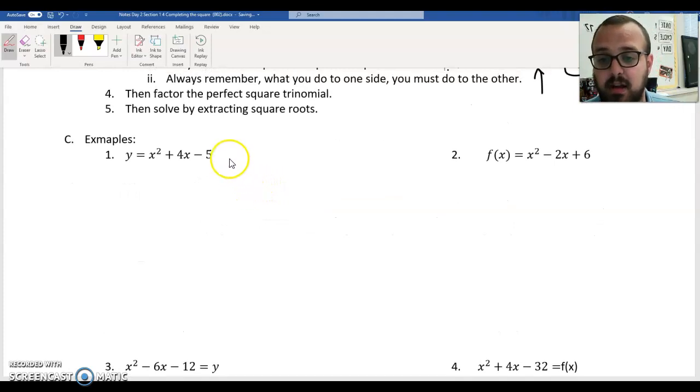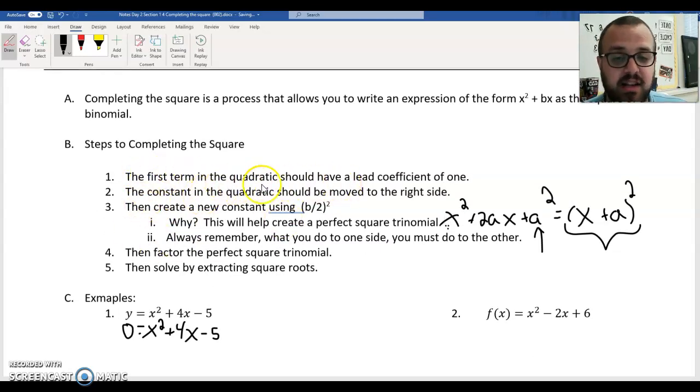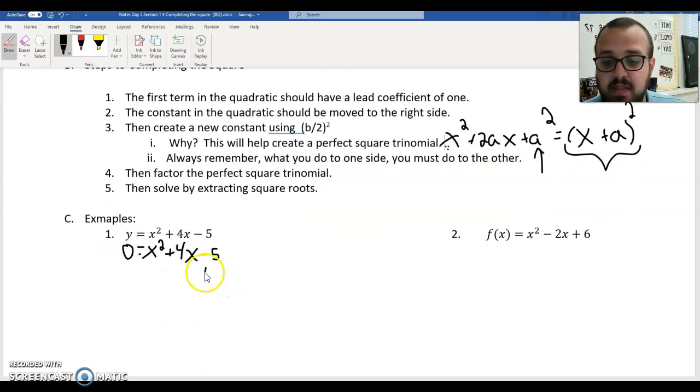Let's look at our first example here, number 1. The first thing we're going to do is set this equation equal to 0 because we're trying to find the roots, and the roots occur when y is 0. The second thing we're going to do is move the constant term to the other side. That's the first step I listed up here: I said make sure your leading coefficient is 1. We have that. But then I said move that constant term to the other side of the equation. That's what we're going to do. We're going to add 5 to both sides to move that constant term over. So my new equation is going to be 5 equals x squared plus 4x.